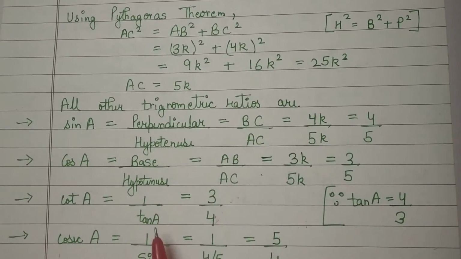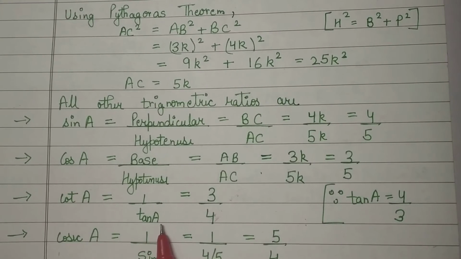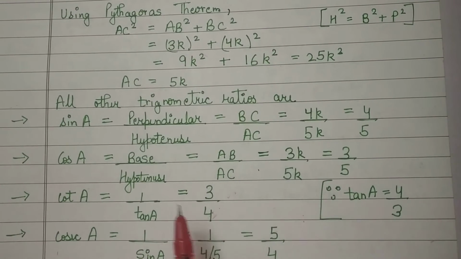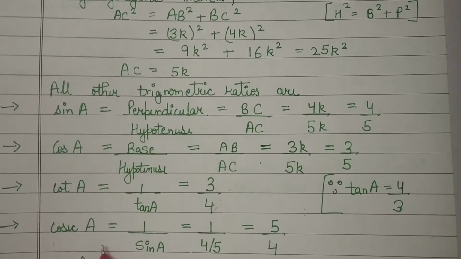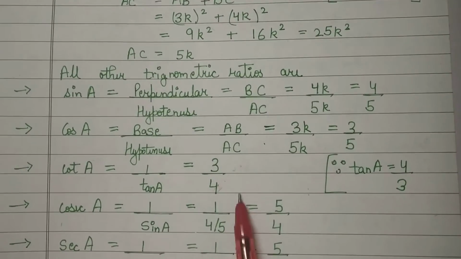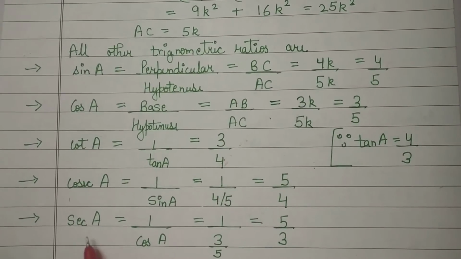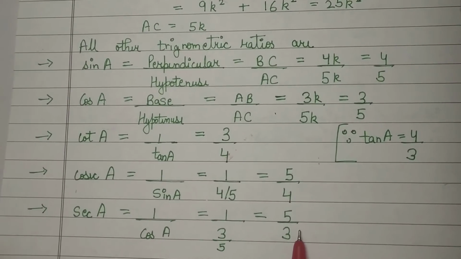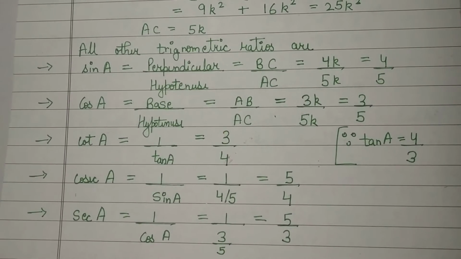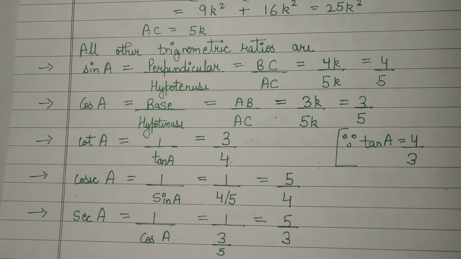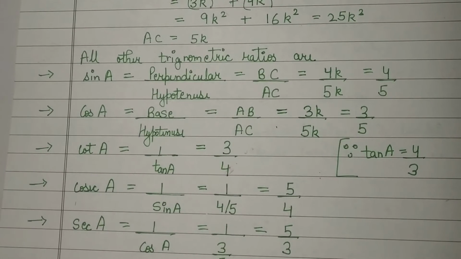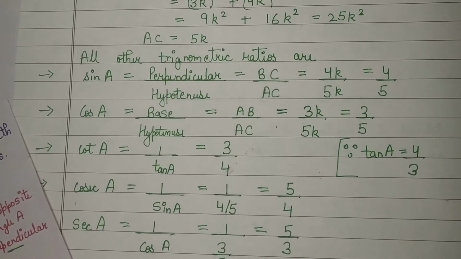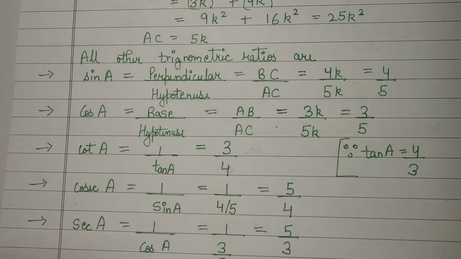Cot A is equal to 1 by tan A because it is the reversal of tan A. Tan A is already given in the question. So this is simply written in the opposite form, 3 by 4. Cosecant A is the reversal of sin A. So it is written as 5 by 4. And similarly secant A as 5 by 3. Now it was easy to find the trigonometric ratios of an angle if we get the one trigonometric ratio by finding the other third side of the triangle. We can do it easily. Now let us do the second example.